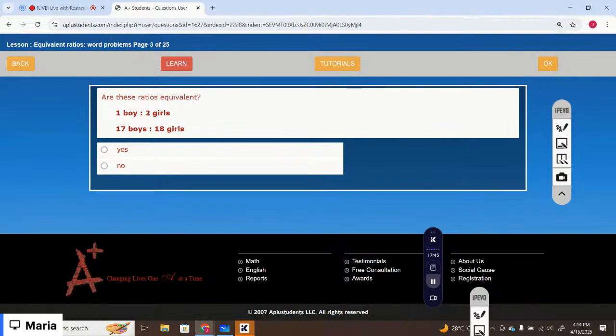Are these ratios equivalent? 1 boy to 2 girls and 17 boys to 18 girls. So which is the correct option?